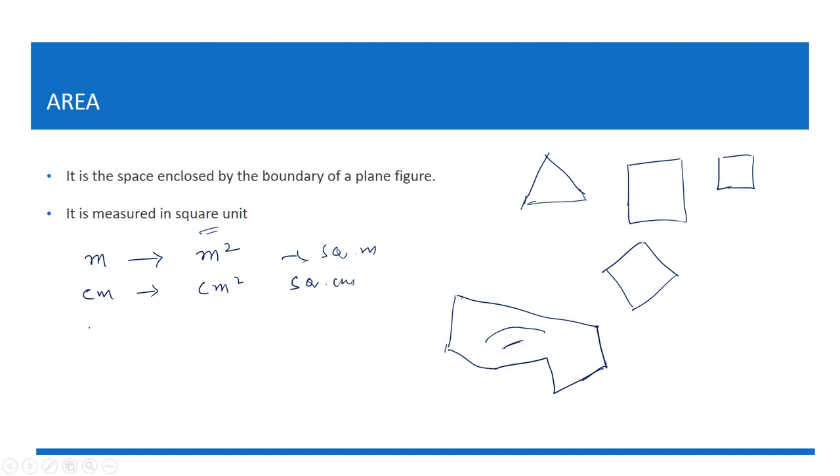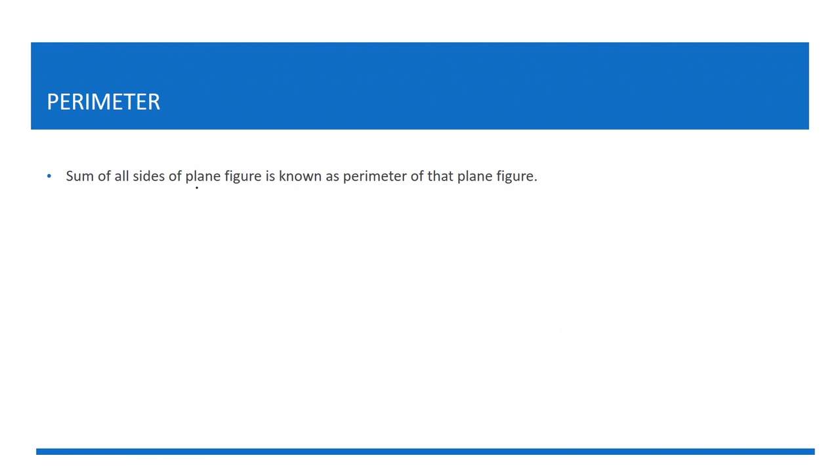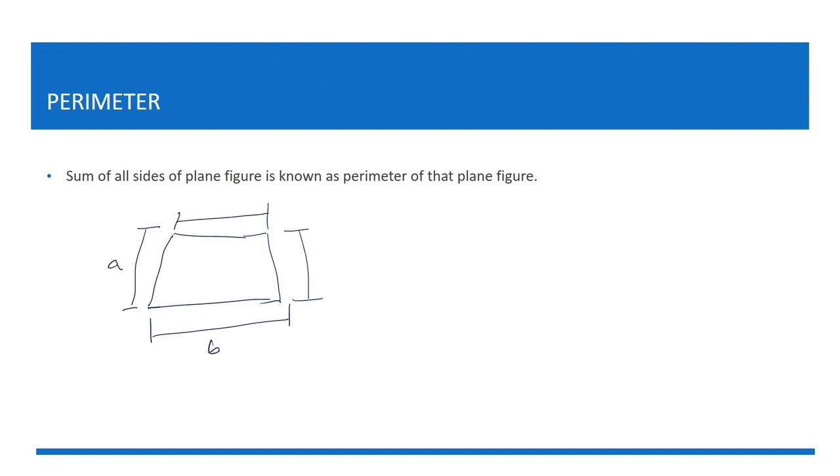Now let us understand what exactly the perimeter is. The sum of all sides of a plane figure is known as the perimeter of that plane figure. Let us take this figure. To find its perimeter, you measure from here to here, and so on around. Let us consider the vertices A, B, C, D. The perimeter of this figure is going to be A plus B plus C plus D. The sum of all sides of a plane figure is the perimeter of that figure.